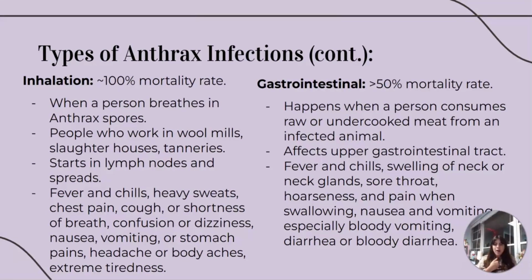It affects mainly the upper gastrointestinal tract, so the esophagus and the stomach. So you'll get swelling in your neck and in your neck glands, sore throat, hoarseness, pain when swallowing, but also you'll get bloody vomiting and even bloody diarrhea that will come along with that as well.